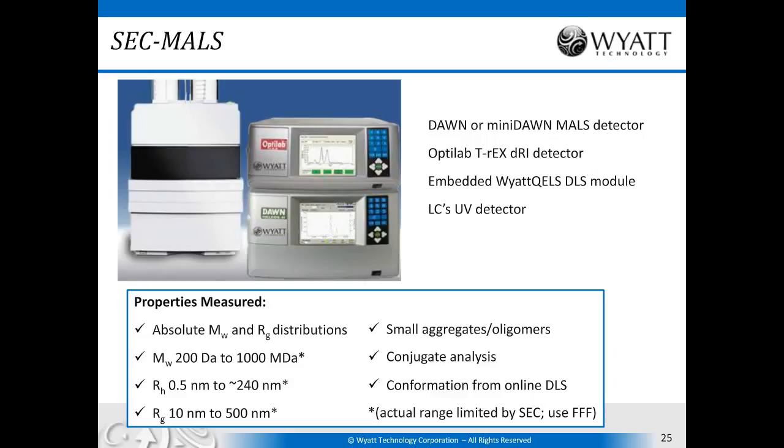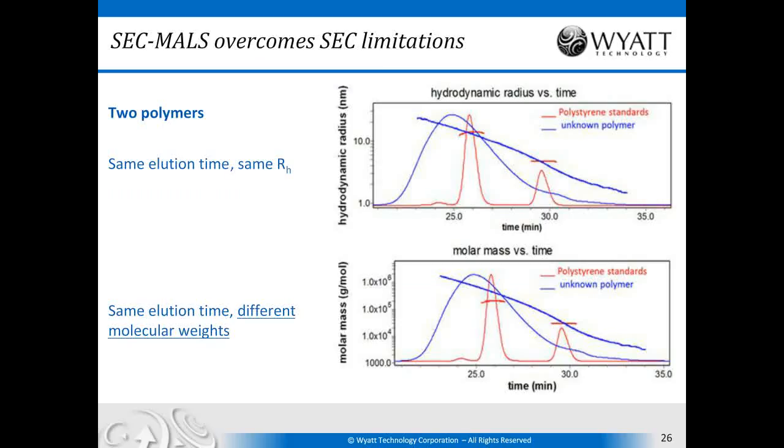By combining the information of the two types of sizes, the Rh and Rg, we can learn about the conformation of our particles. And finally, the asterisks here relating to the range are here to indicate that the range is primarily limited by what you can separate on SEC. Some of the larger sizes here, for instance, 240 nanometers in size that you can measure with DLS, you would have to go to a different separation technique called FFF that I'll describe later on.